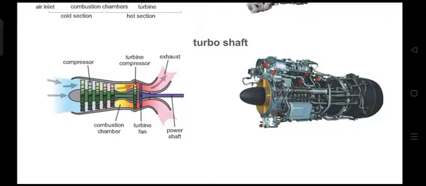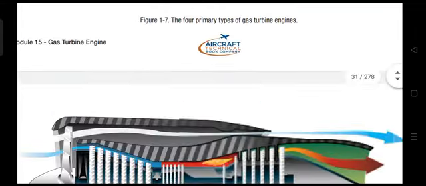Here basically one thing that is required is a shaft. There is a power shaft, purple color, which is going out from the engine on the left side. You can see towards the exhaust. So here the shaft is a very important thing. So that is all about it.